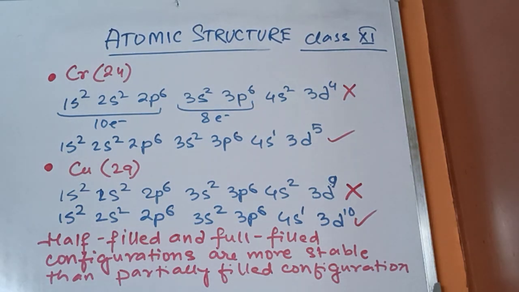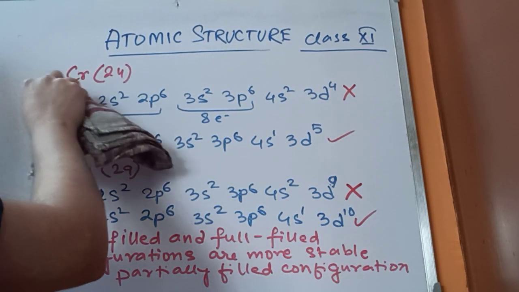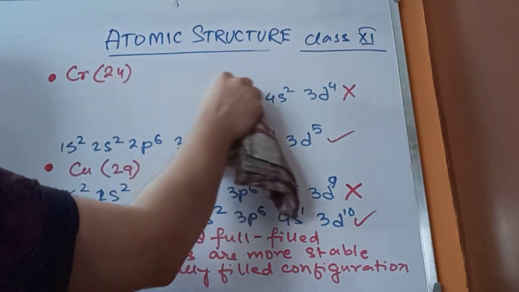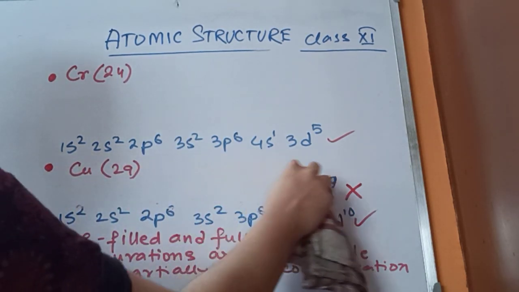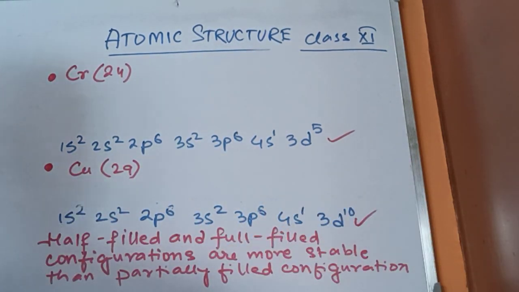Why? Because of two reasons. One is symmetry and the other is exchange energy. Let's see how it looks symmetrical and how it is better in interaction or exchange energy. So I'll just rub the wrong electronic configuration part and I will show you there so that you can see properly. And the electronic configuration will be written at the bottom, so that will be easier for you.